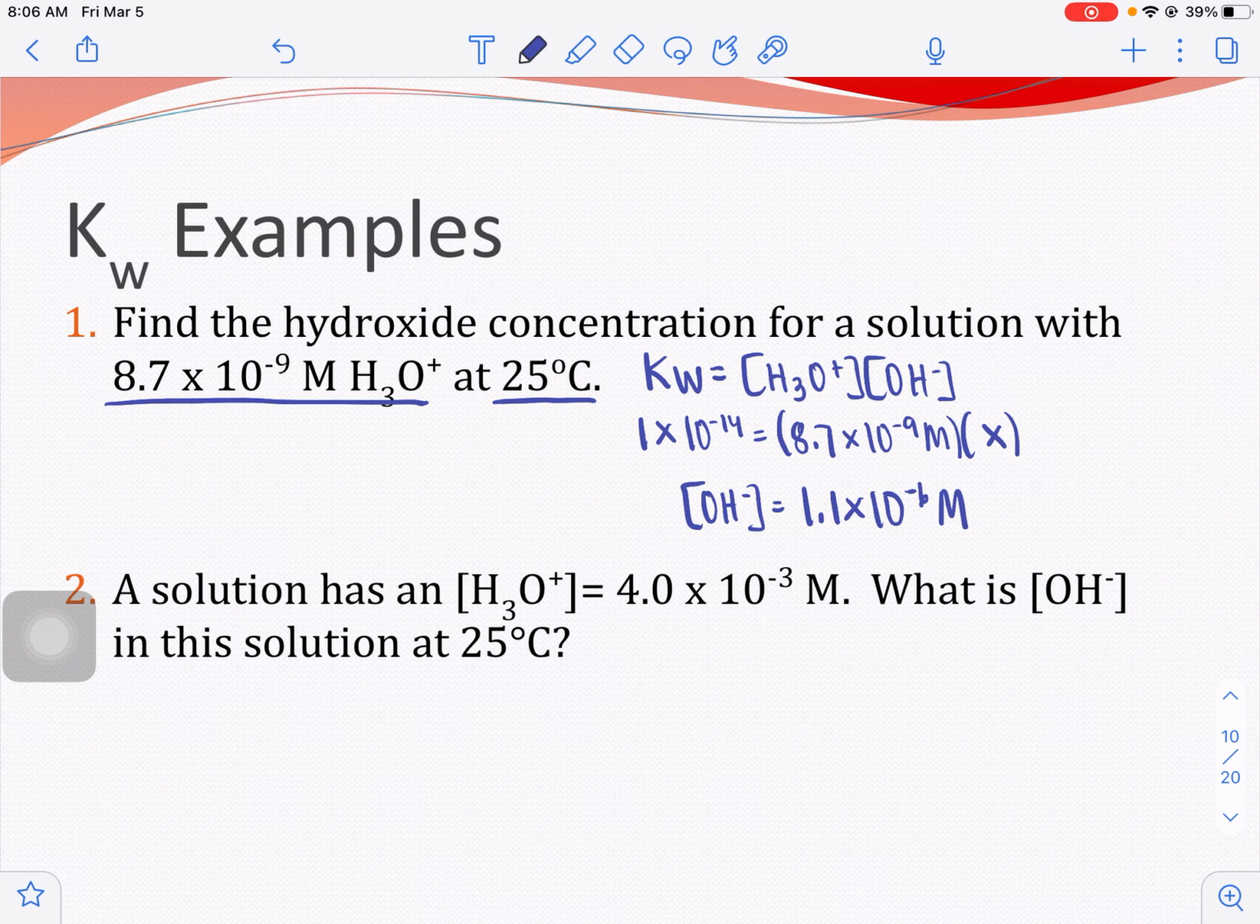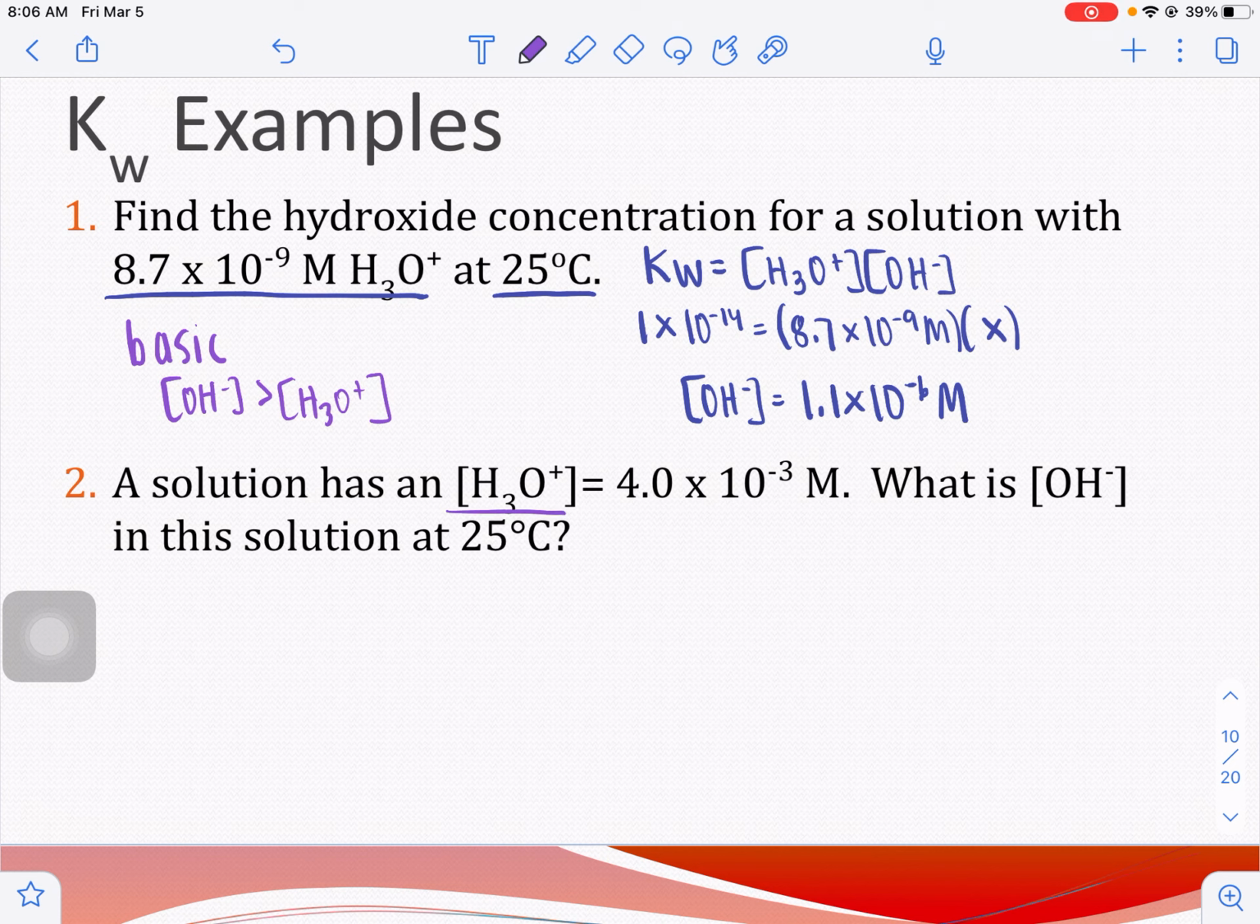So we know both of their concentrations, and if you look at them, we can tell that this solution is basic because the hydroxide concentration is bigger than the hydronium concentration.